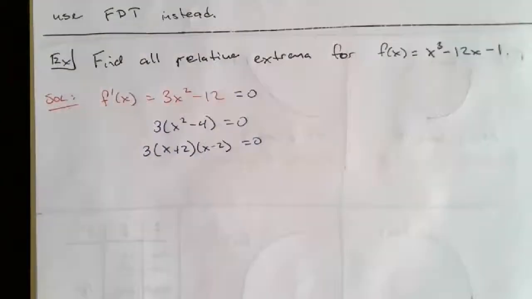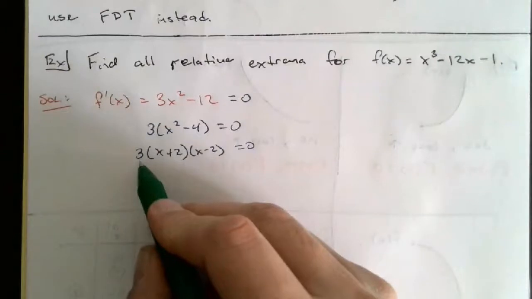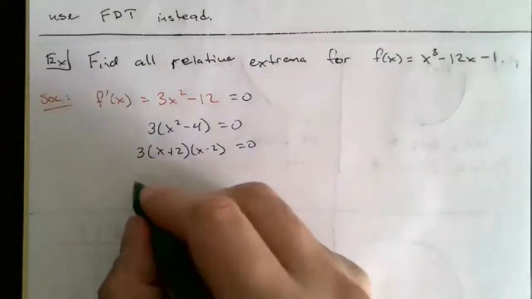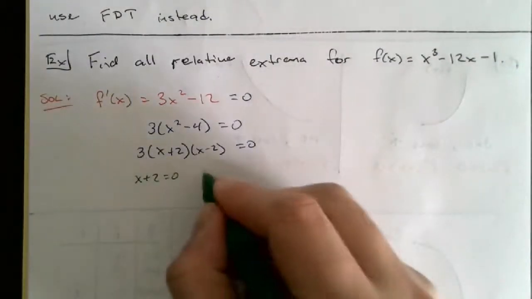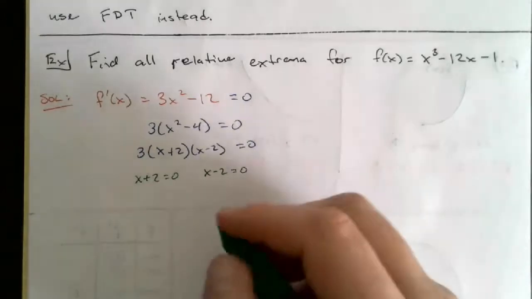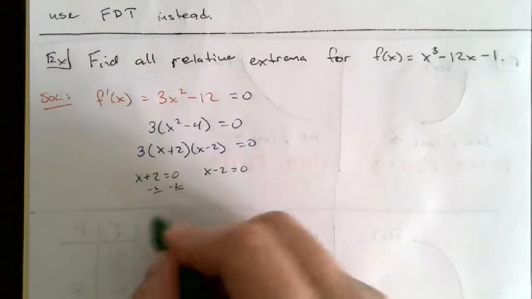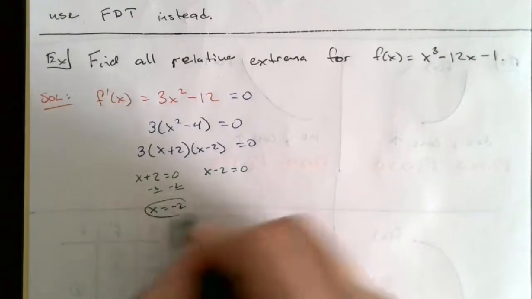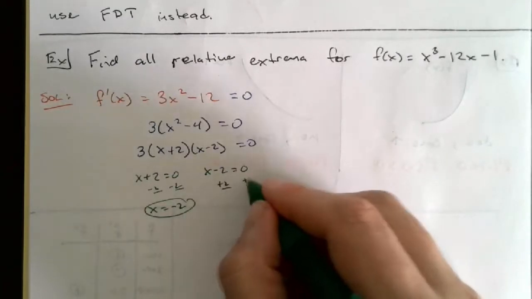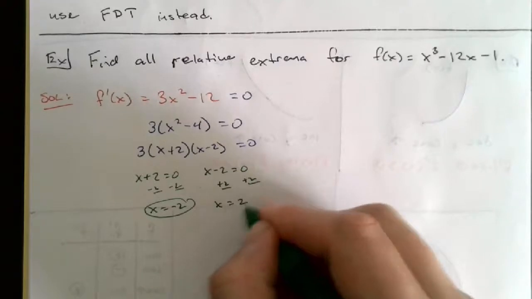Each factor that has a variable gets set equal to 0. 3 doesn't equal 0, so we don't have to worry about 3. So we say x plus 2 equals 0, x minus 2 equals 0. Solving each of these, here you'd subtract 2 from each side, you get x equals -2. Here we're going to add 2 to each side. You get x equals +2.